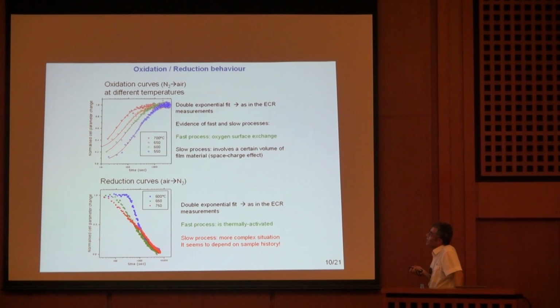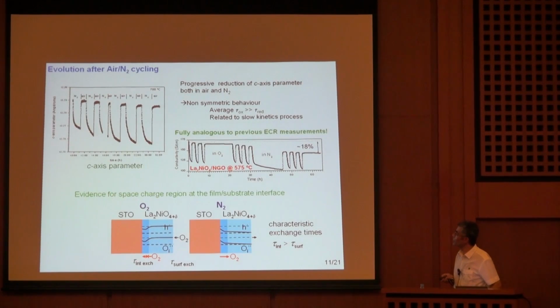For the fast process, we can say that it's again thermally activated, but the slow process seems to be much more complex. It's quite tricky, and seems to depend on the sample history, which gives us an additional complication in measuring these films.